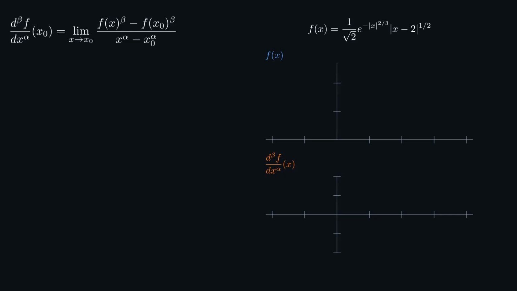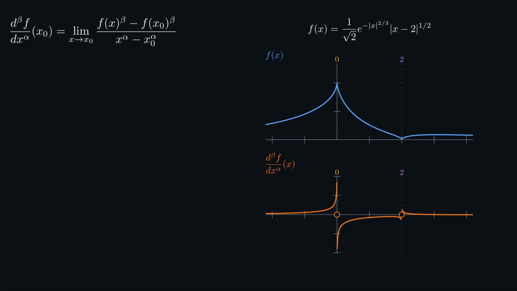Now we look at a concrete example. The function is shown in the upper graph and its fractal derivative is shown in the lower graph. The important feature is that the function has two delicate points, one at x equals 0 and another one at x equals 2. When alpha and beta are both equal to 1, the derivative behaves like the classical derivative. In this case, the lower graph shows singular behavior at those special points.